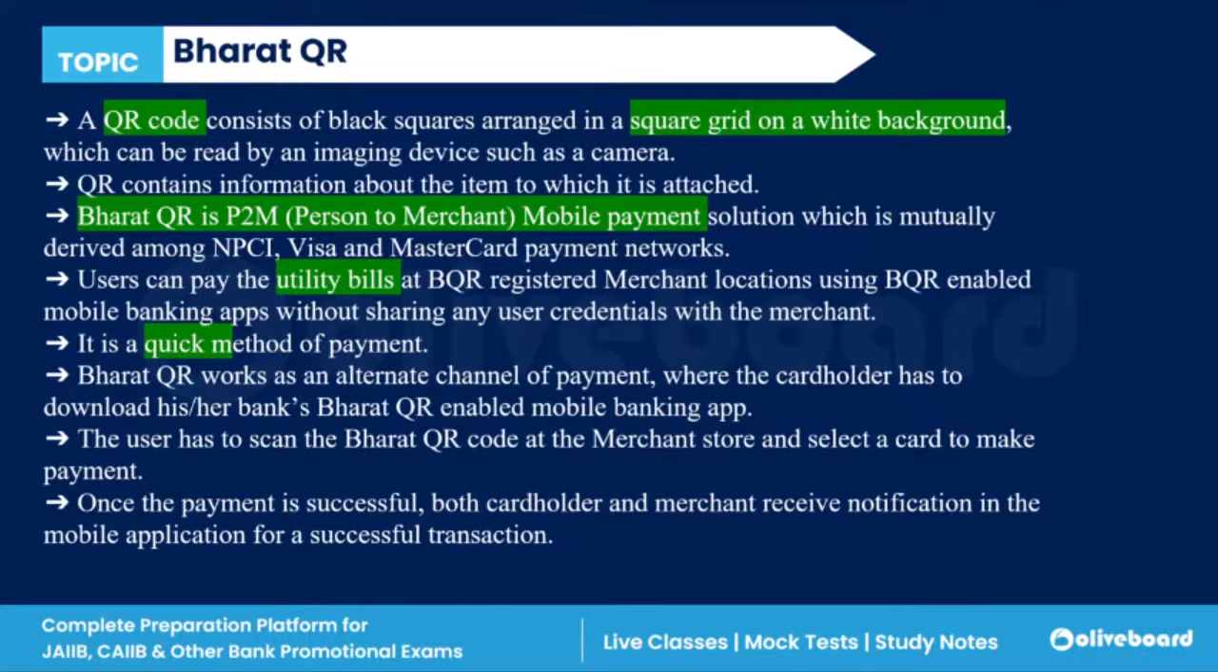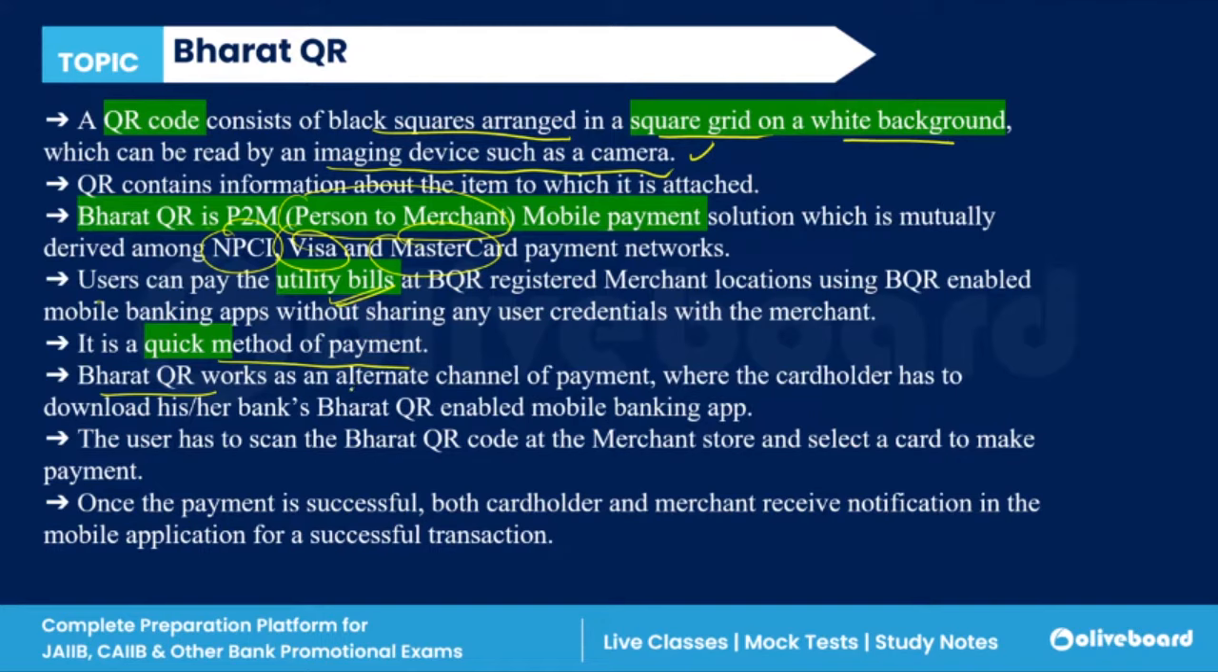Okay. Now, last is the QR code. QR code, you all know. It consists of black squares arranged in a square grid on a white background, which can be read by an imaging device such as a camera. It contains the information about the item which is attached to it. Bharat QR is a person to merchant mobile payment system which is jointly driven by NPCI, Visa, MasterCard payment systems. Users can pay the utility bill by using this Bharat QR code. It is a quick method of payment, right?